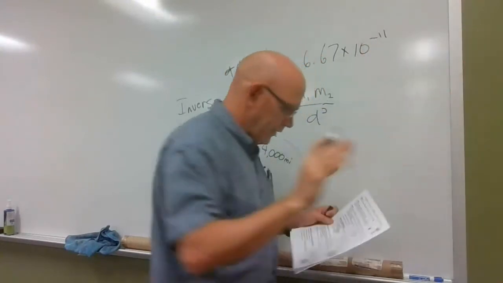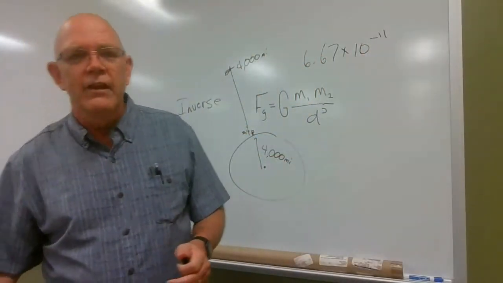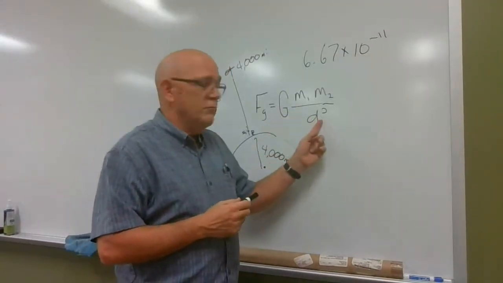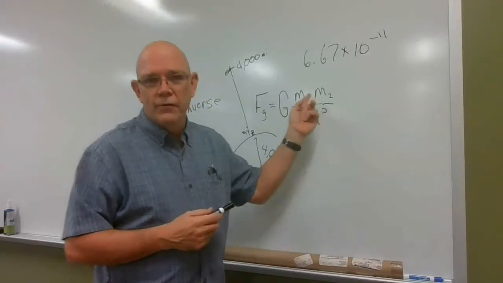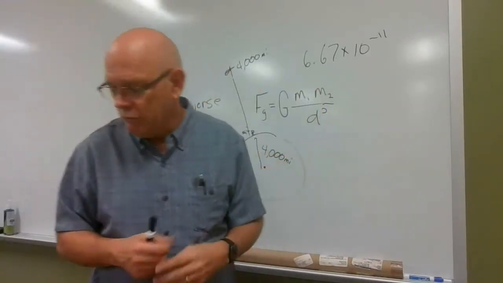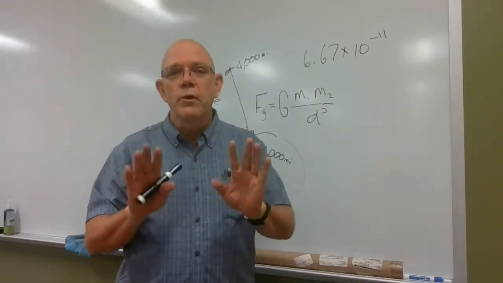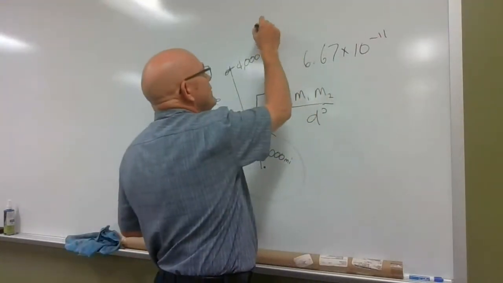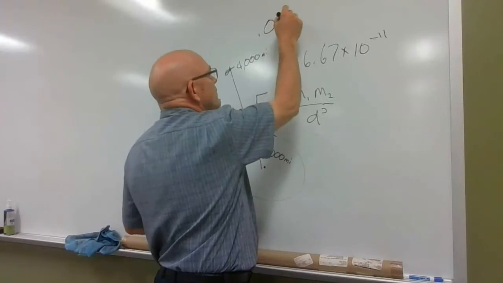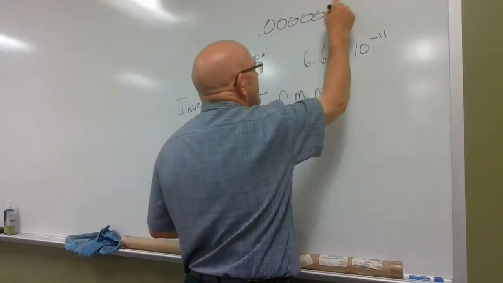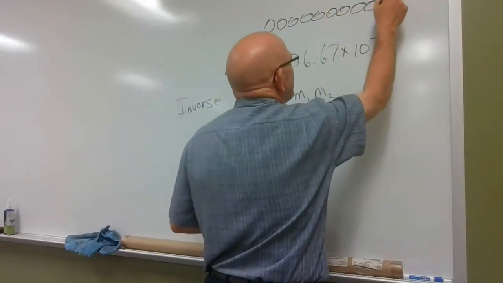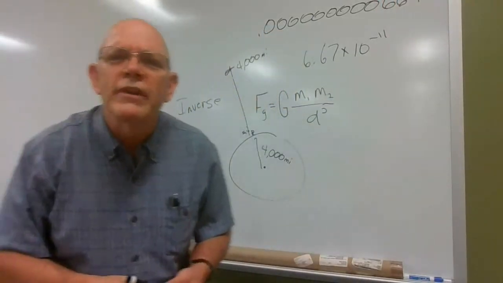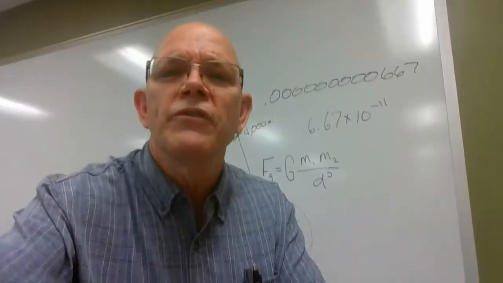Okay, now there's some units. We're not going to worry about that. Basically, it's newtons, and it has meters squared, and it has kilograms or mass squared to make those units work out. But don't worry about the units. Okay. The point is, this is a very small number. This is 0.0000000000667. Okay, it's a really, really small number. Okay, so it's not much.